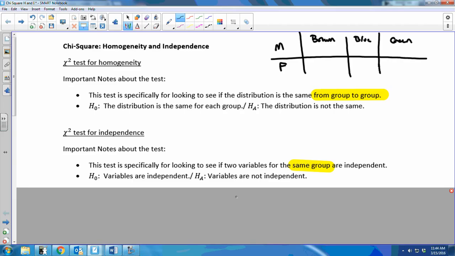Generally, it helps you figure out goodness of fit because there's only one line. There's not multiple variables. But for homogeneity and independence, we really have to pay attention.